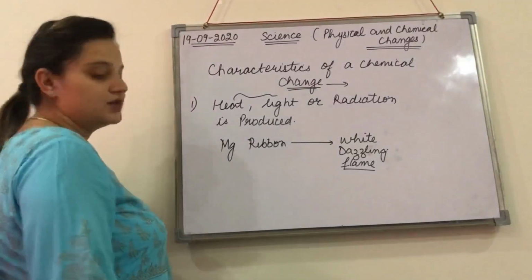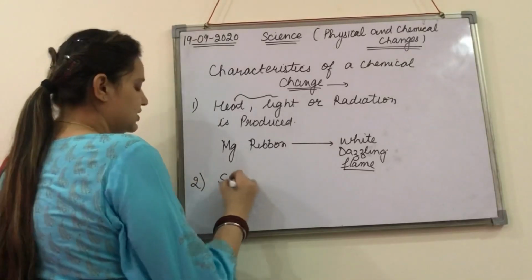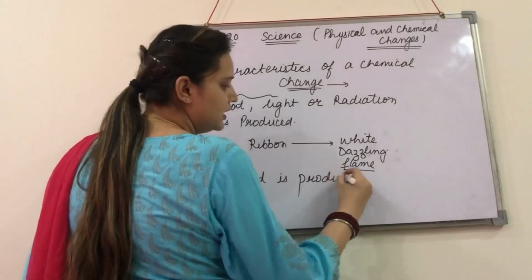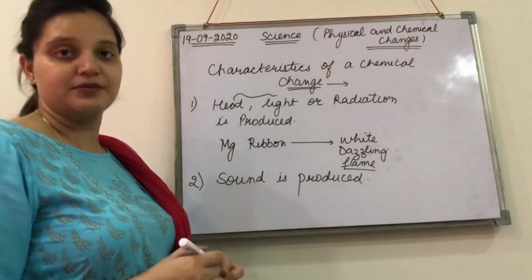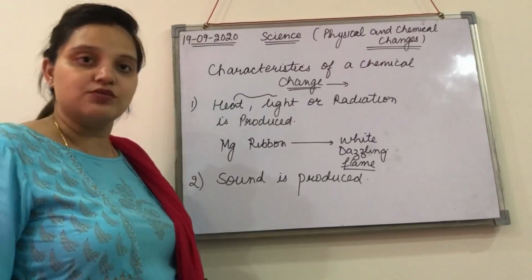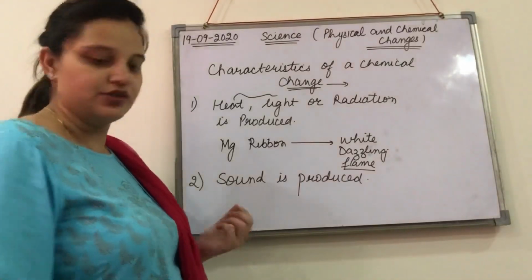Okay, so secondly, sound may be produced. If in any chemical change sound is produced, like the burning of crackers, you get heat, light and sound also, right? So we characterize this change as a chemical change.